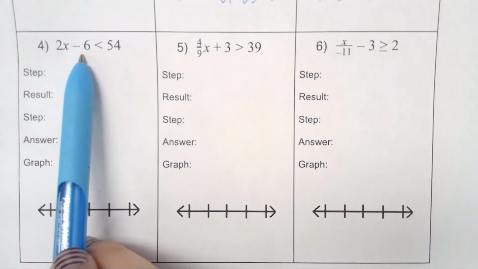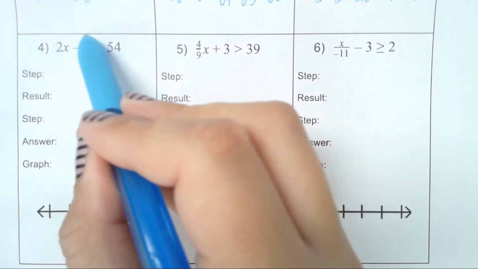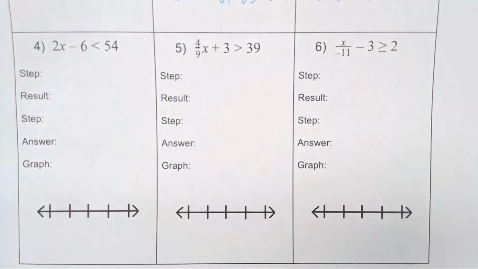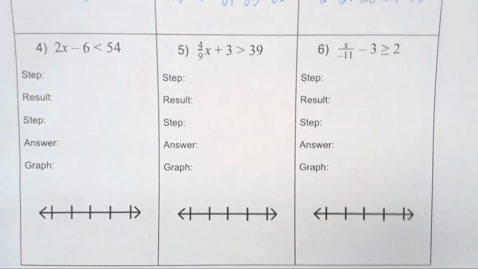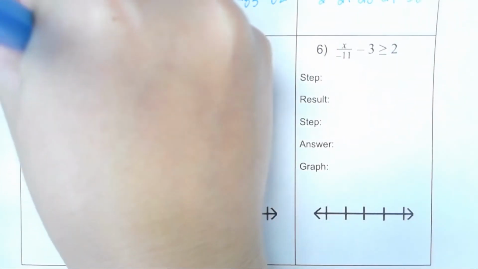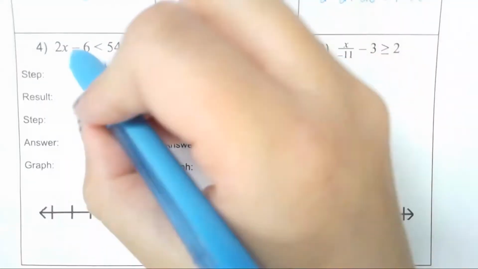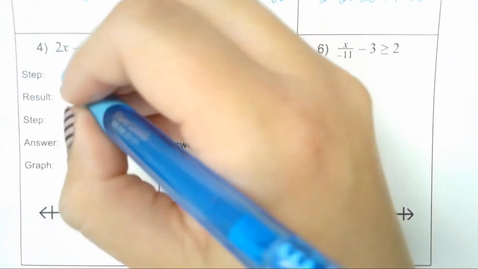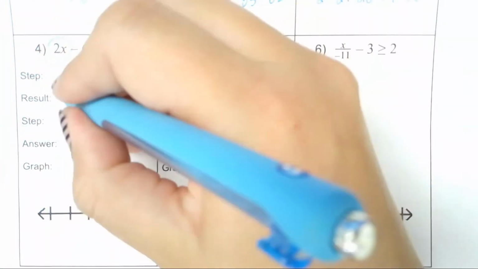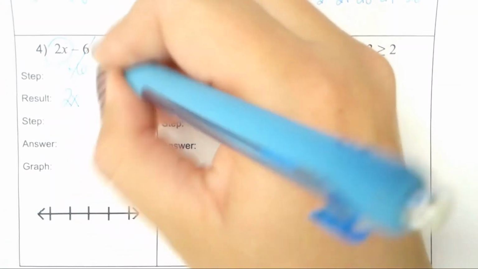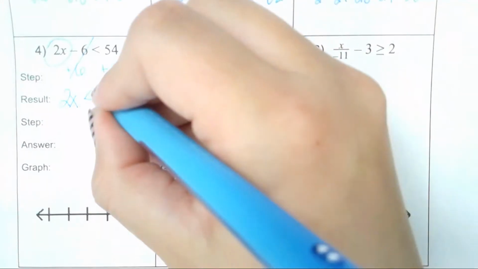So first step, we always want to move the number that's on the same side as x, but it's not attached to x. So in this case, we want to move the 6. Since it's subtracting 6, the inverse operation of subtracting is adding. So our first step would be to add 6 on both sides. Your minus 6 plus 6 will cancel. You have to bring down whatever is left. So the 2x is left, so I need to bring that down. Bring down the less than sign, and then 54 plus 6 will give us 60.